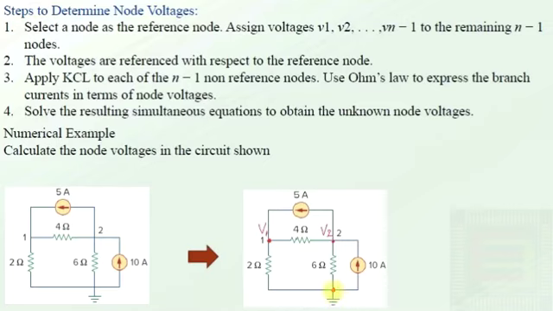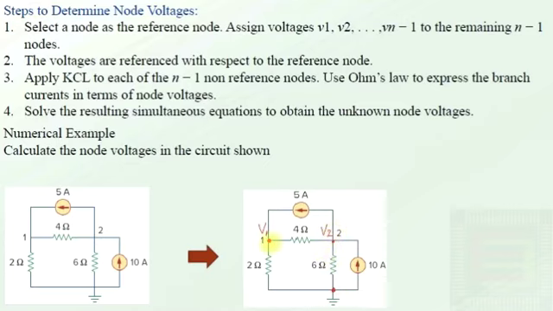So this is the reference node and we have two other nodes, and by this method we have to evaluate the potential of node 1 and node 2, and the voltages of the nodes are assigned as V1 and V2. So the resulting equations will be in terms of the unknown variables V1 and V2. This network will be like this after assigning the node voltages. The potential of this node with respect to the reference node is V1, and the potential of node 2 with respect to the reference node is V2.